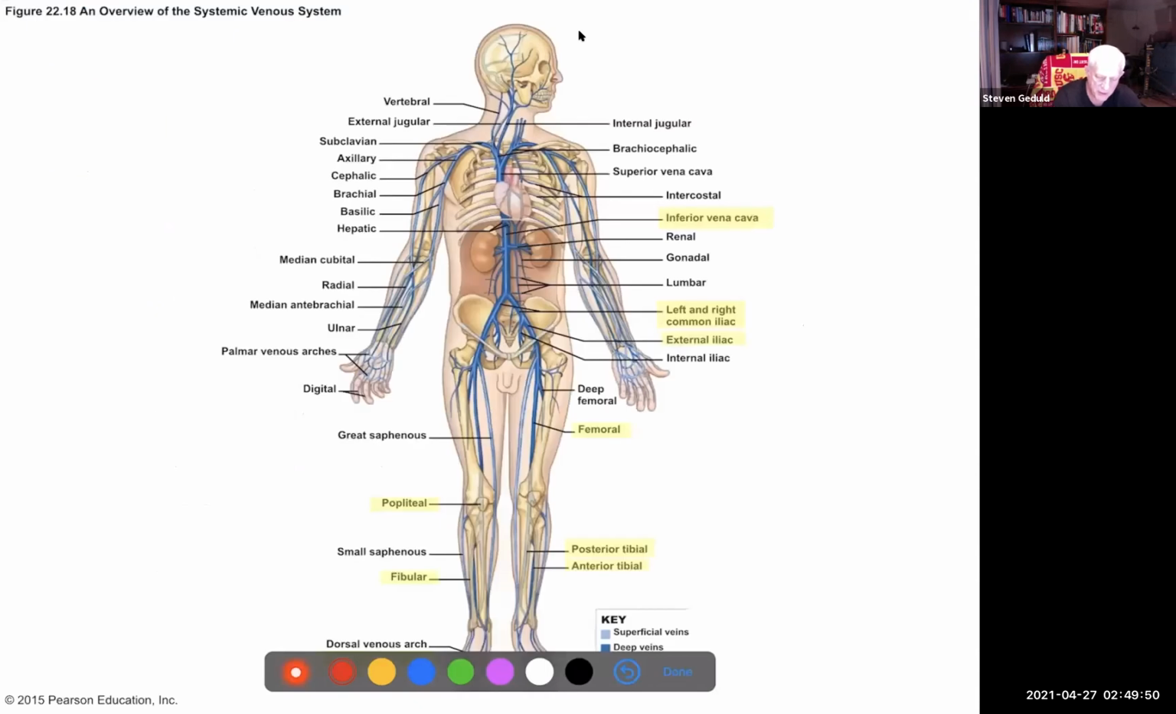So there's your inferior vena cava where it's going to go into the right atrium. The left and right common iliac veins and external iliac veins drain into it. You see the femoral vein coming up. The popliteal vein drains into the femoral vein. Then you get your fibular, and your anterior and posterior tibial veins, draining up.